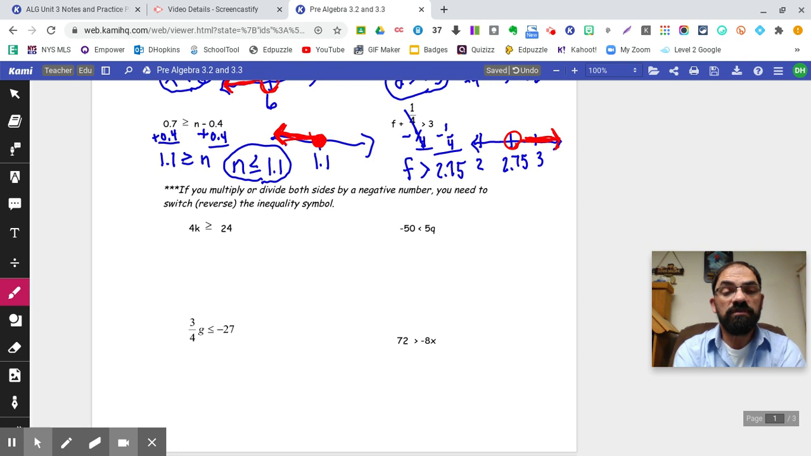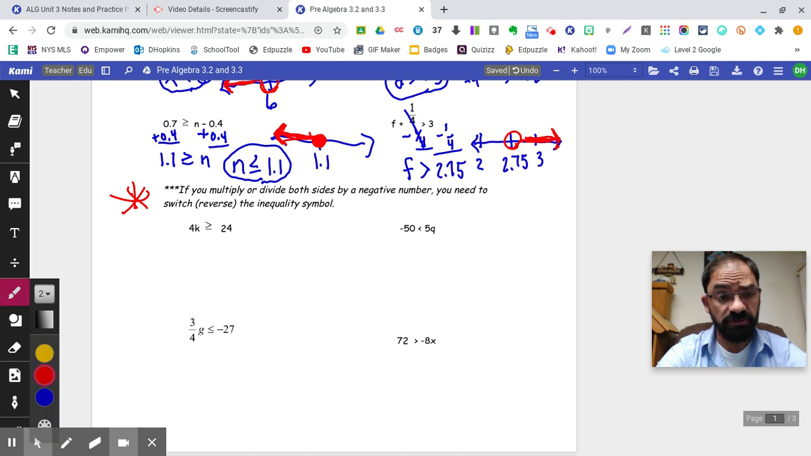Okay, if you multiply or divide, this is a biggie. This is brand new with inequalities. We didn't have to do this with equations, just inequalities. But if you multiply or divide both sides by a negative number, then I need to flip that symbol. I need to flip the inequality. Let's keep that in mind. So right now, to save some time, let's not graph these ones. Let's just go ahead and solve them.